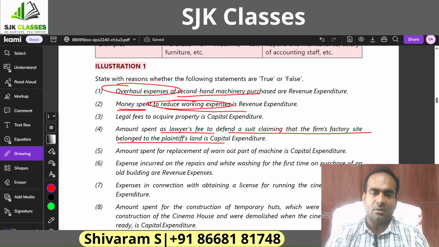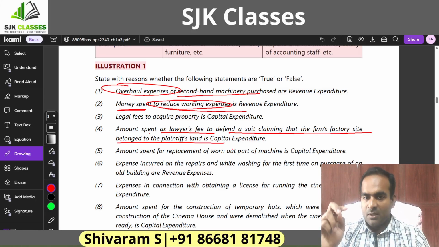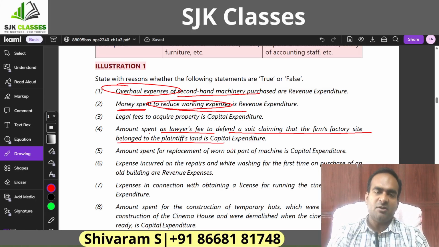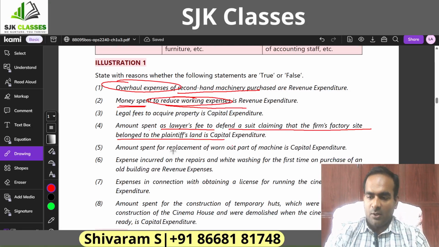So for the fourth question, the answer will be false, because this is not going to enhance the efficiency of the asset, or bring any long-term benefits, or help us bring the asset to usable condition. Since these conditions are not fulfilled, we'll be classifying this as a revenue expenditure. I hope it is clear. You have to remember this point.